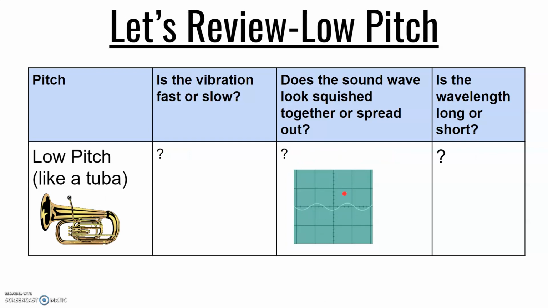Same deal with the low pitch. Is the vibration fast or slow? Does the sound wave look squished together or spread out? Is the wavelength long or short? In this case, complete opposite. The vibration is slow. The sound wave, since it's slower, doesn't go up and down as much, so the wave itself is more spread out. And then if we were to compare the wavelength, it has a much longer wavelength. So from the top of one wave to the top of the other, it's much longer.